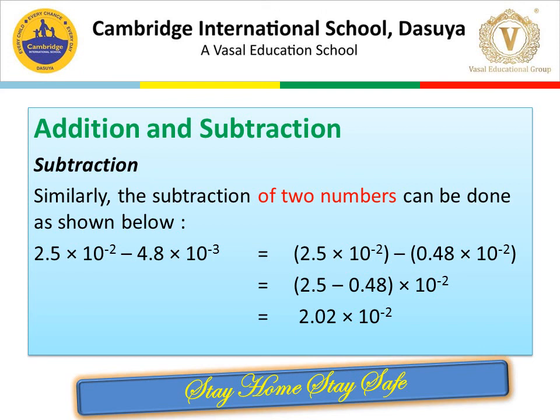So to the power, we will add plus 1. So it becomes 0.48 into 10 power minus 2. So we have equated the powers in both the terms. Since the exponents are equal, we can take it as common. So in the second step we have 2.5 minus 0.48, and 10 power minus 2 is common in both the terms. So when we subtract 2.5 minus 0.48, the answer is 2.02 into 10 power minus 2, and it is in scientific notation also.